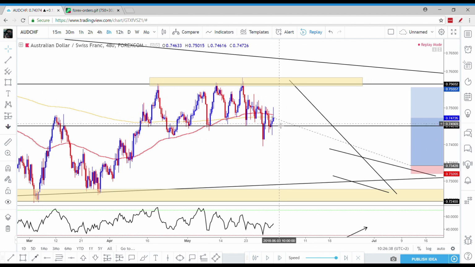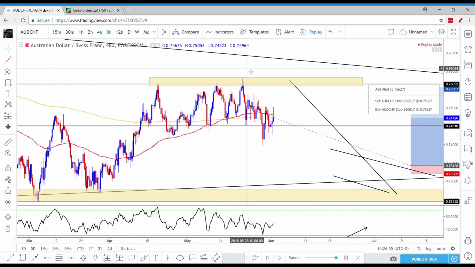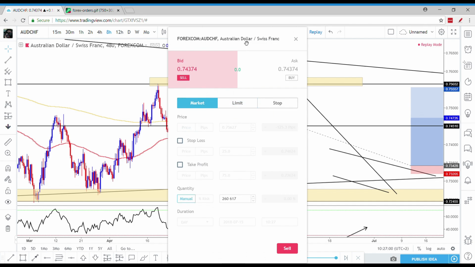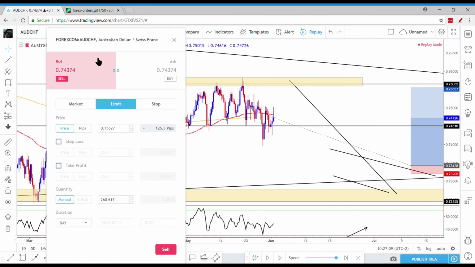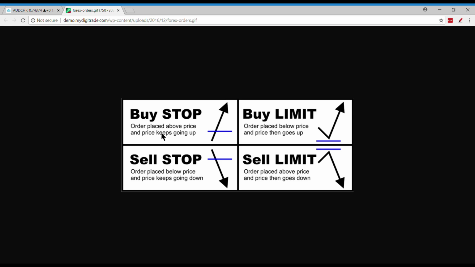So what you could do is either wait until the price gets there, or make an entry order. The entry order will basically fill your trade automatically. Depending on whether you're on MetaTrader 4, FXCM MarketScope, or TradingView with Oanda, you can see you've got sell. If you put market, you will actually sell it here, but that's not what we're going to do. We want the sell limit. With a sell limit, the order is placed above price, reaches the limit, and price then goes down.